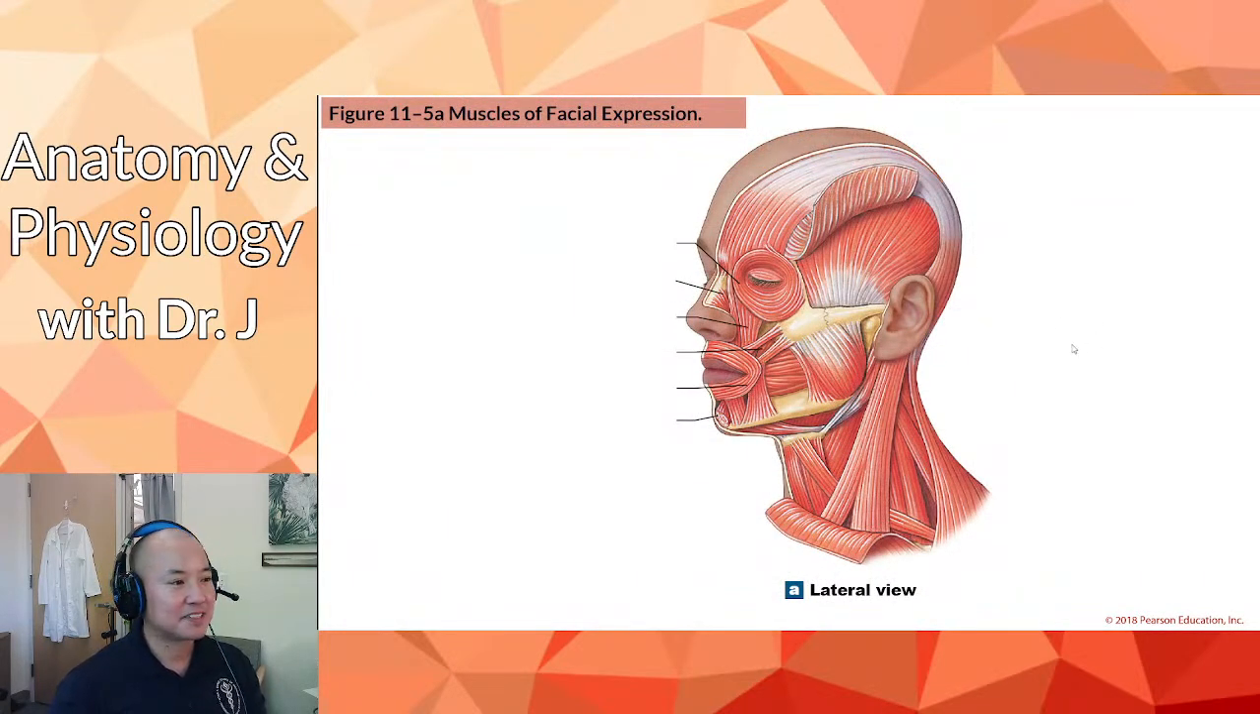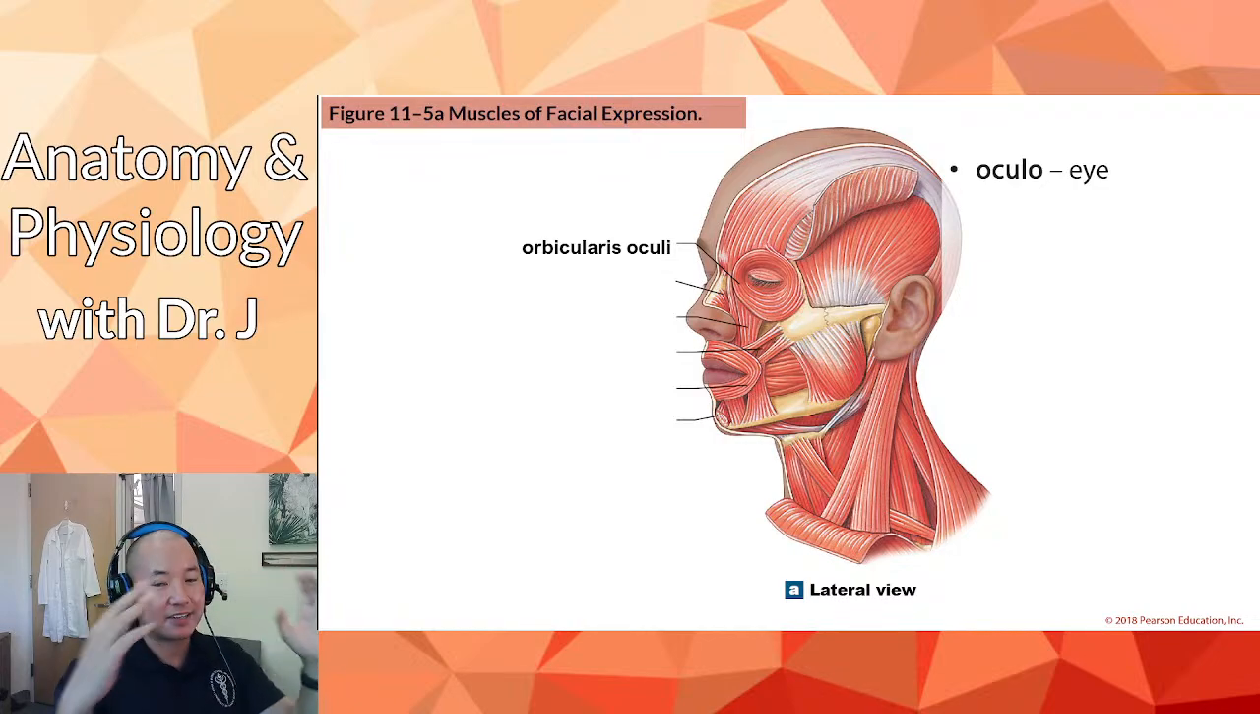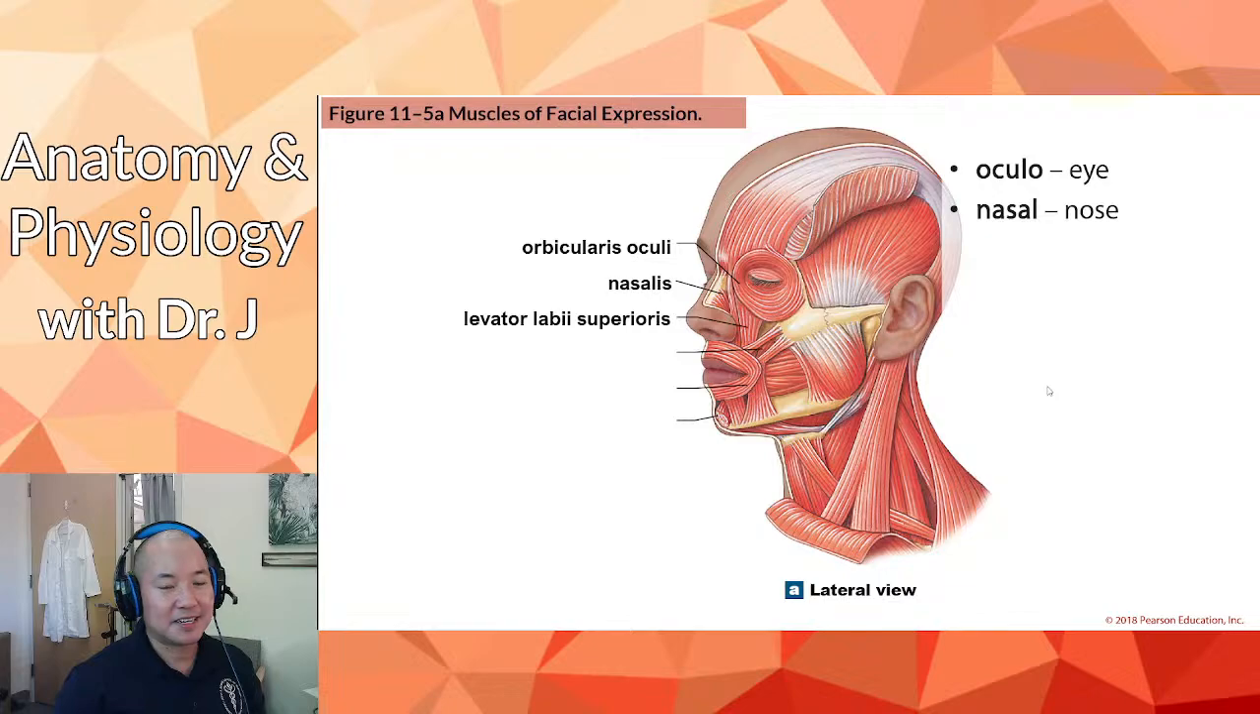So here are some examples I'm pointing out right here. Here are the orbicularis oculi and oculo. If you remember, what's a monocle? Well, it's just one lens. If you have binoculars, you have two lenses, and oculo or oculi means eye. Then we have the nasalis, and nasal means nose, and that is a muscle on your nose right here. Then you have the levator labii superioris, and labia means lips. It attaches to, as you can see, the lips over here, or I should say, around the lips.